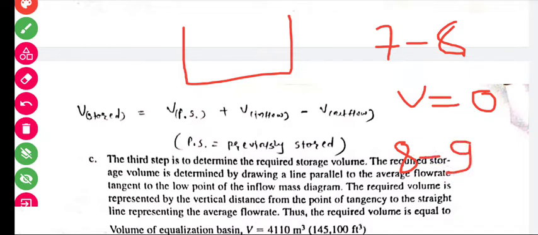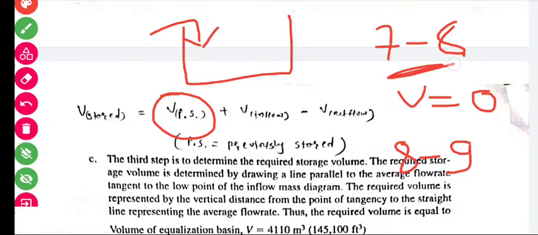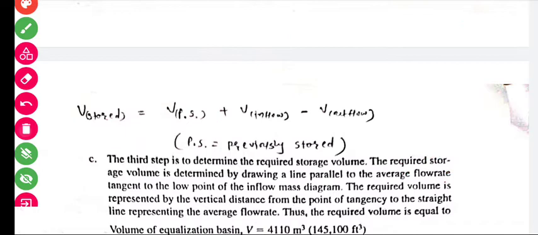Okay, 8 to 9 hour, water is coming. Previously stored water, there was no previously stored water between 8 to 9 because between 7 to 9 the tank was completely empty. So in 8 to 9, whatever inflow will be there, minus outflow, this will be the total stored volume. I think you are not getting. Let me explain this once again.